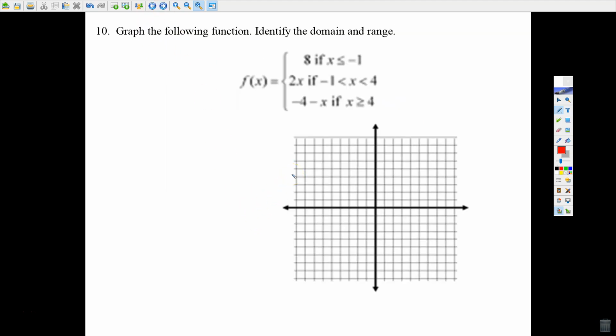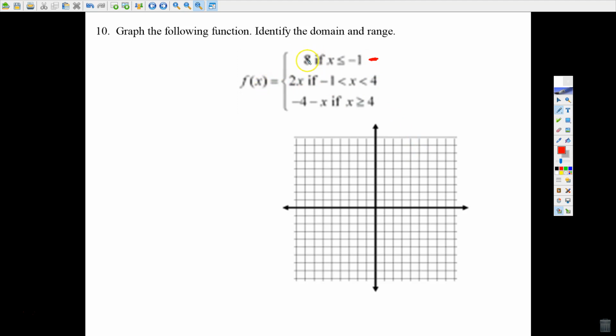And number 10, this is called a piecewise defined function. It's called that because it's a function that's broken up into 3 different pieces. And let's start off with graphing each piece. Maybe I'll color code these for you. So this piece will be in red.